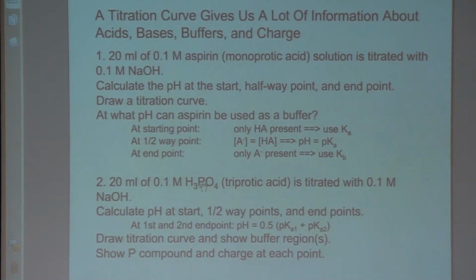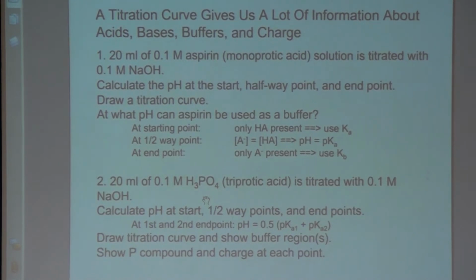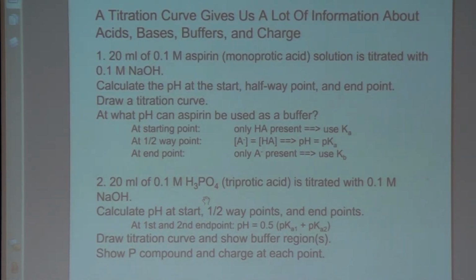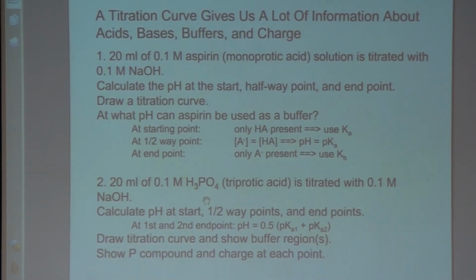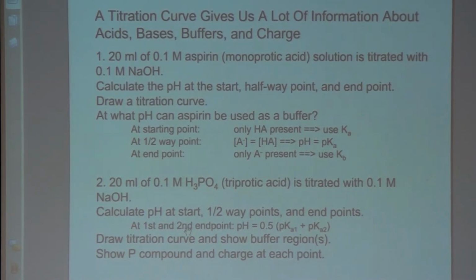In question 2, it states 20 milliliters of 0.1 molar phosphoric acid is titrated with 0.1 molar sodium hydroxide. Now, you used some phosphoric acid in lab last week to help you prepare buffers. So what you want to do is calculate the pH at the starting point, the halfway points, and end points. Now, here's a new formula. At the first and second end point, pH equals 1/2 pKa1 plus pKa2. Draw the titration curve and show each buffer region. Show each phosphorus compound and the charge at each point.